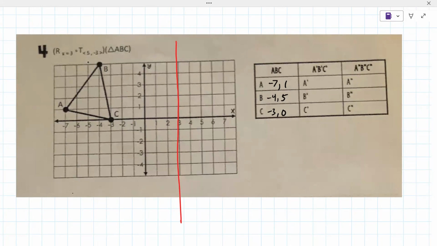Right, so B prime is -2, 4. A prime is 1, 1. Whoa, hang on a second here. We're talking about the line x equals 3, right? Oh, right. All right. So C, for example, is going to be all over here at -9 or +9, 0.